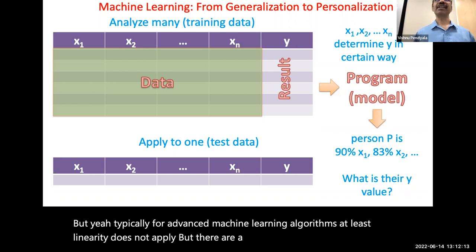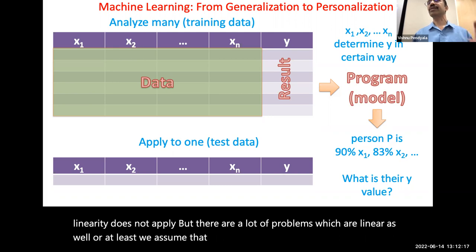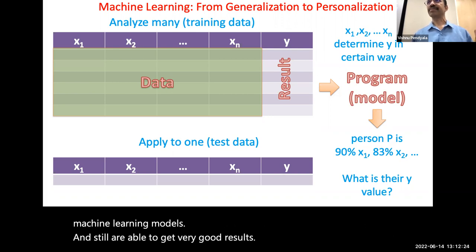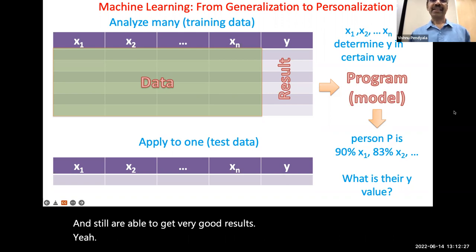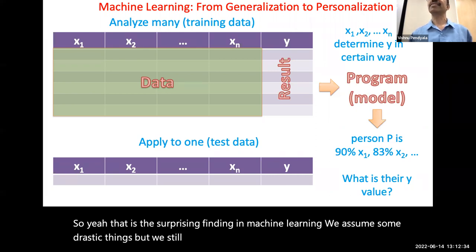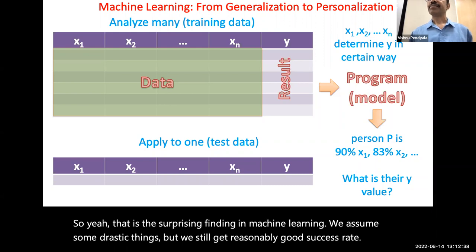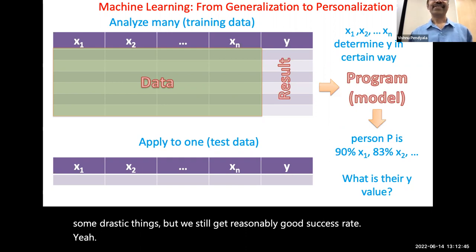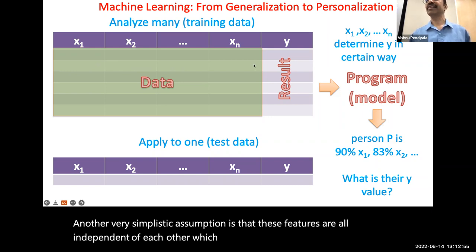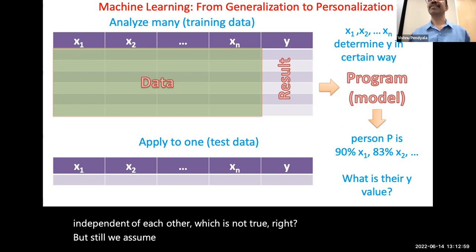But there are a lot of problems which are linear as well, or at least we assume that they are linear, and we use some simplistic machine learning models and still are able to get very good results. That is the surprising finding in machine learning. We assume some drastic things, but we still get reasonably good success rate. Another very simplistic assumption is that these features are all independent of each other, which is not true. But still we assume that, and still we get sufficient success rate using some machine learning algorithms.